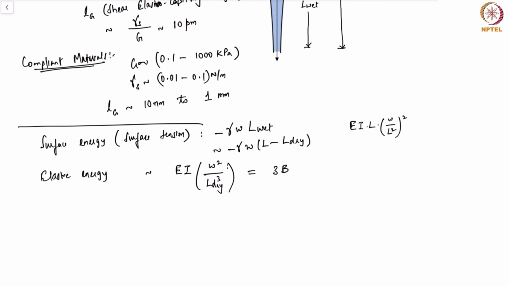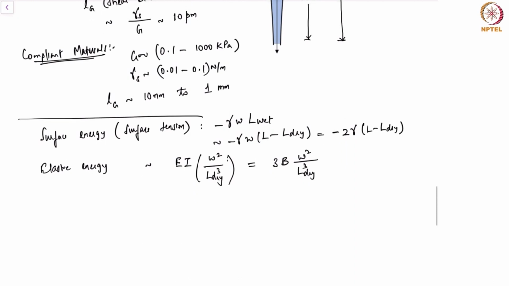I have combined E and I into a quantity B. I have W square by L dry cube. So it's no more a scaling estimate. If you want the numbers to be precise, this is the value that comes out to be. And the other one, earlier one, if you have to be precise, I'll erase this part. The surface tension contribution will be exactly minus 2 gamma times L minus L dry.